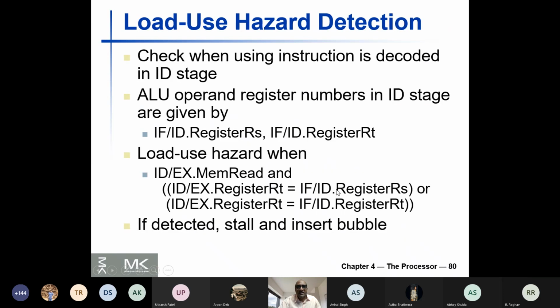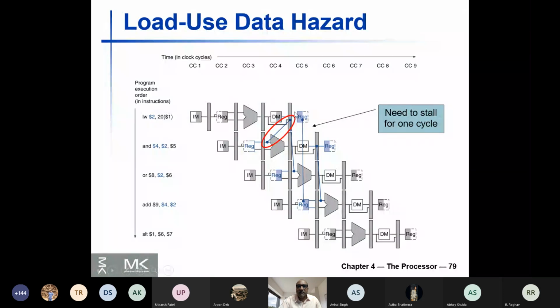Now we'll see how we detect that, because we need to detect this case. For forwarding, we have seen a detection circuitry that detects the hazards and then forwards the appropriate values. But here you need to detect the hazard, after which you will know that you have to stall the pipeline. So how do you detect that?